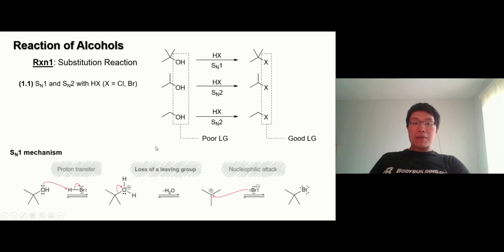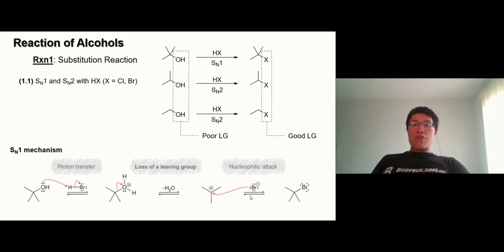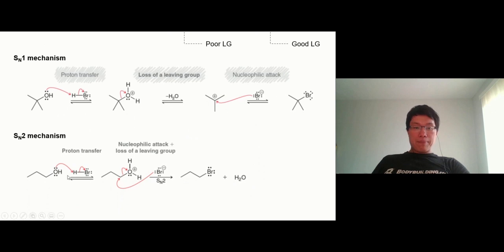Okay, and the mechanism is just like it. For example, we add an acid, hydrobromic acid. This is tertiary, so it's going to go SN1. Protonation, you get a good leaving group here. The leaving group leaves from the carbocation and bromide attacks. Okay, for SN2, this one is simple. Nucleophilic attack, you've got bromide, the good nucleophile. Bromide attacks the alpha carbon, so this guy leaves as water, and you get bromine on it. All right, super simple there.